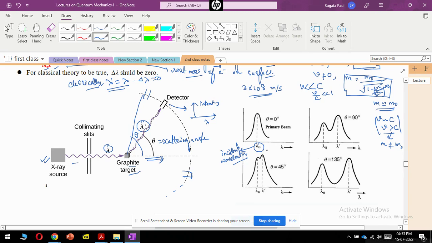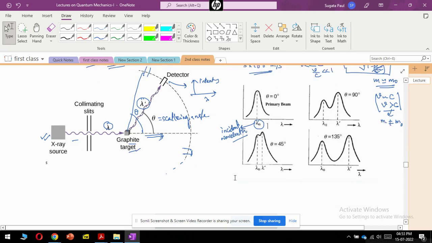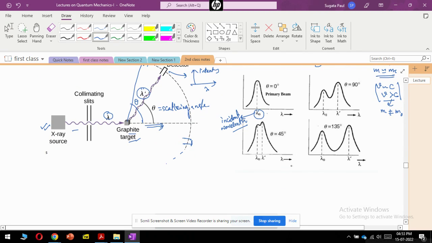That means the scattered light has the same wavelength as the incident light, which is equal to lambda naught. That's why you are getting only a peak at lambda naught. But when we move to a non-zero scattering angle, like theta equal to 45 degrees, we see that gradually a second peak appears, other than lambda naught. So there is a different wavelength present, that is lambda prime.